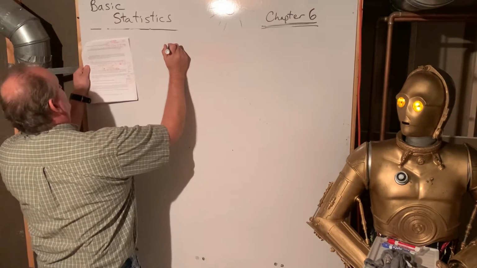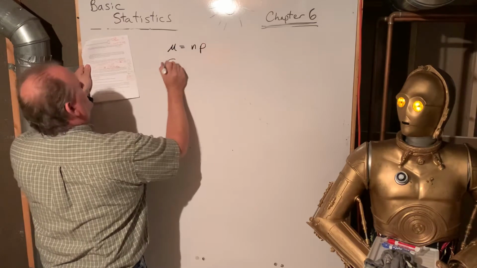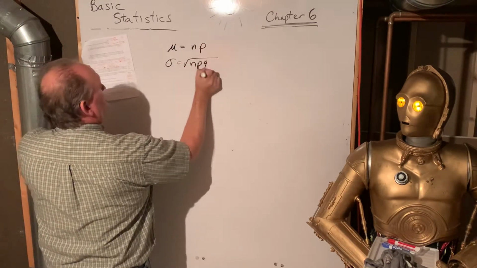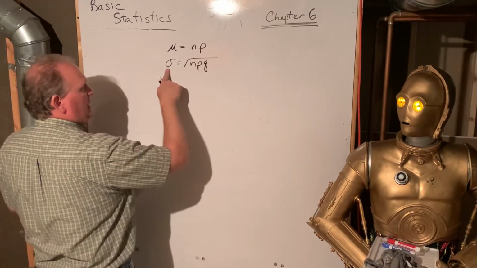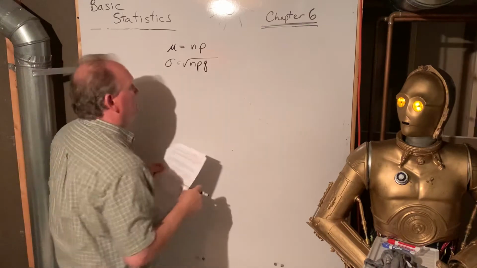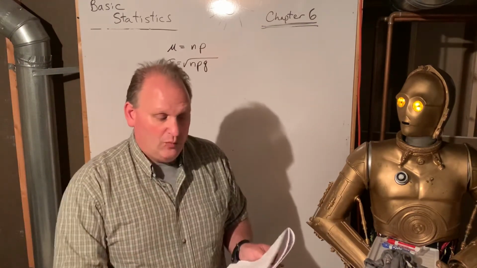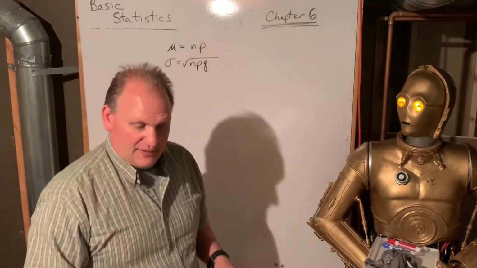We have mu is equal to n times p, and sigma is equal to the square root of n p q. So the mean is just n times the probability, and the standard deviation is the square root of n times p times q. Remember, q is the probability it won't occur. P is the probability it will occur. So let's look at a couple examples.